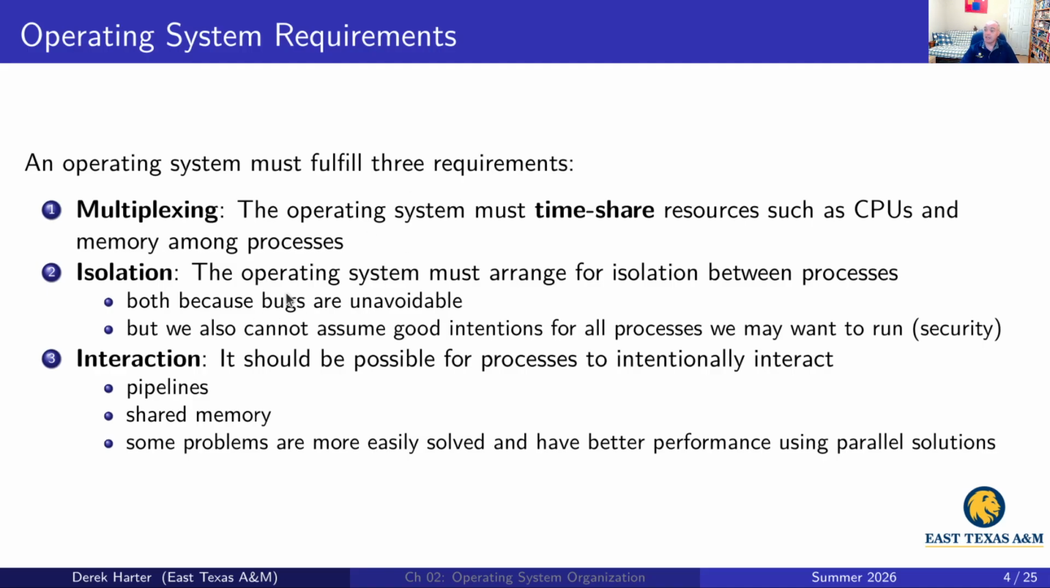And like a third kind of requirement, we want the default to be that processes are isolated and can't affect one another unless they want to. So it should be possible for processes to intentionally interact. Really kind of that pipe, that shared buffer, is one way that can happen.